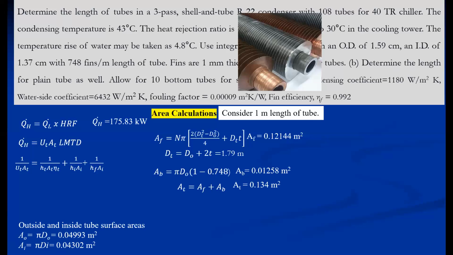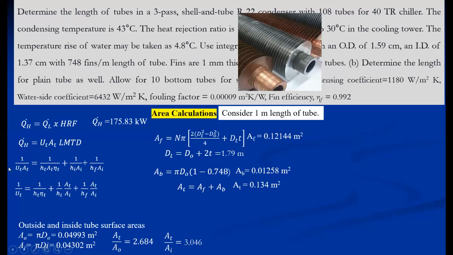Now the outside and inside tube surface areas are given by pi d L. So AO is pi DO L and AI is pi DI L. L is common, and it is 1 meter because we are considering a 1 meter tube. So AO and AI we have calculated. Now if we take a ratio, because here if we multiply by AT, the ratio is required. So AT by AO and AT by AI.